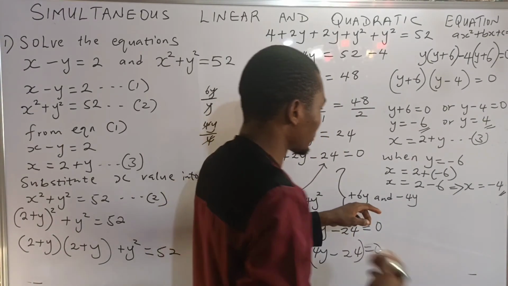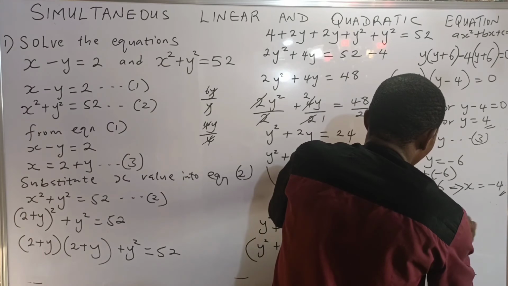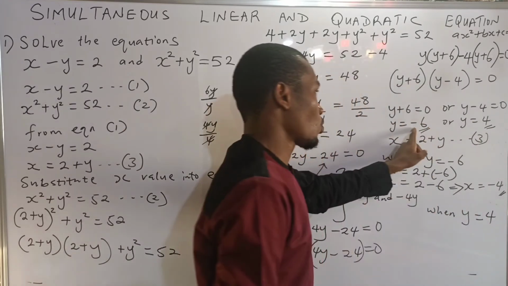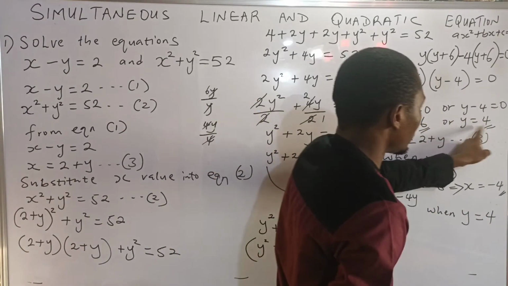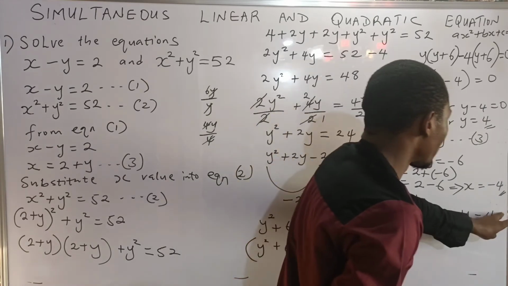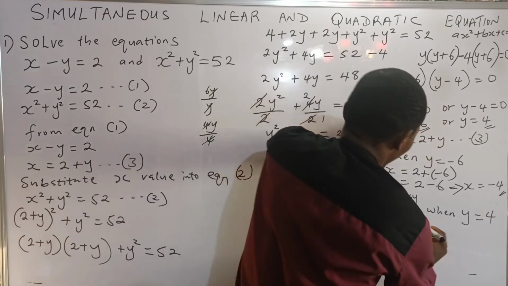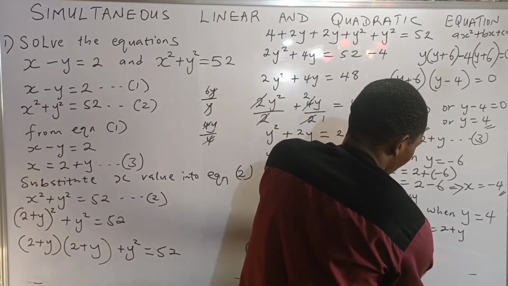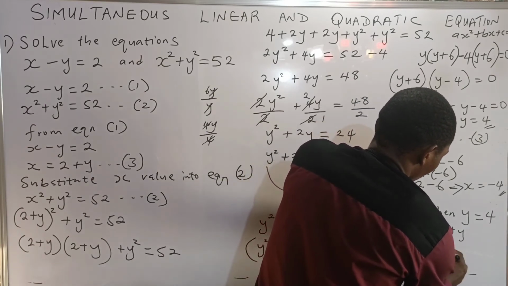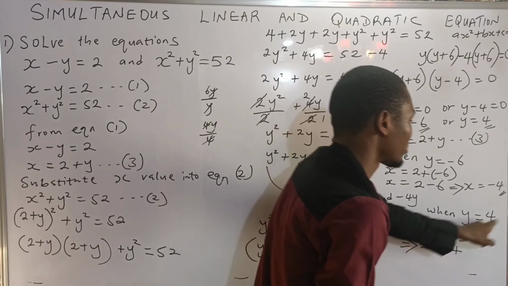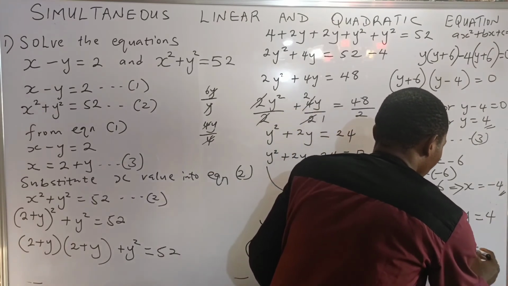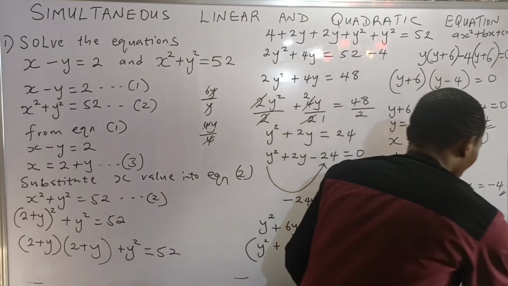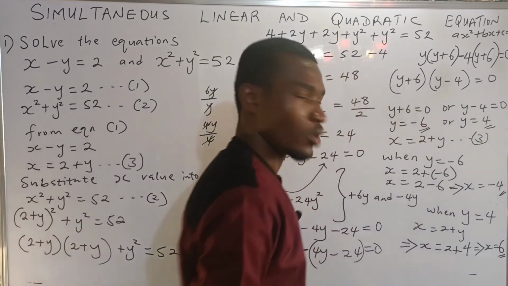Then let's find the value for the second x. I will then say that when my y is now equal to 4, I've used when y is equal to negative 6. I then want to use when y is equal to 4. So when y is equal to 4, remember that my equation 3 states that my x is equal to 2 plus y, such that I then have that my x is equal to 2 plus, what is my y? My y is now 4, so I substitute it for 4. And this implies that my x is equal to 2 plus 4 will give us 6. So this is the second value of our x.